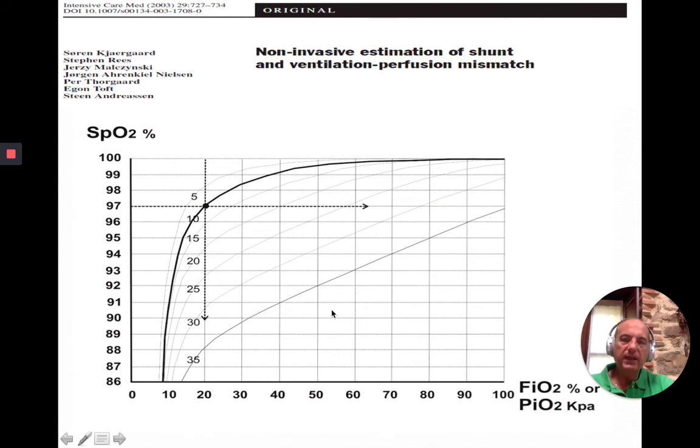Let's start with pediatrics, because in small children it's very difficult to get arterial blood gas samples. It's quite difficult, and we really try to avoid doing it. So we substitute the PO2 with the saturation of oxygen. In this case, it's not that precise, but we can do it with this curve.